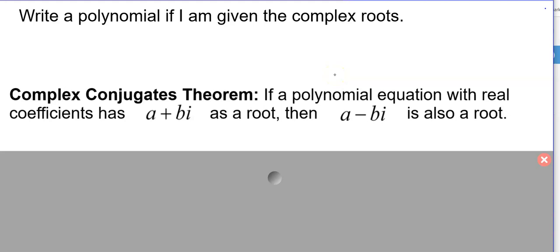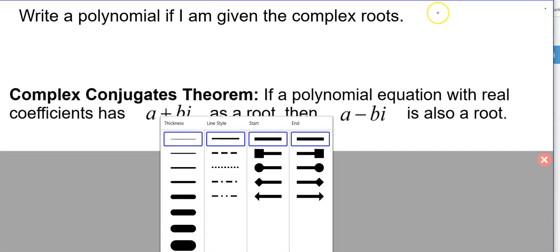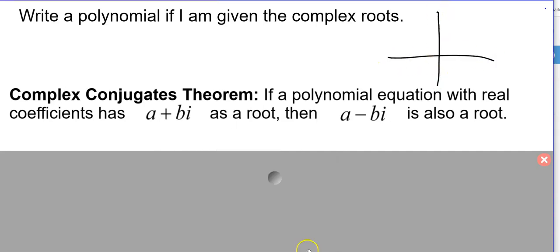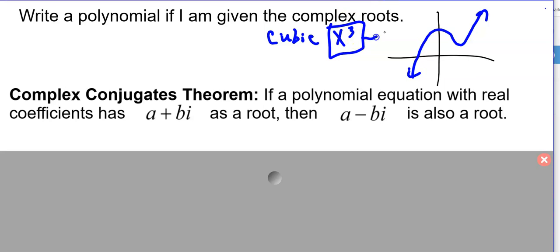If a polynomial equation has real coefficients, and a plus bi is a root, then a minus bi is also a root. For example, before I go on with this, let's say we have a graph, and sometimes the graph looks like this. This is a cubic equation. And when I say cubic, I mean it's got x to the third power. I'm not sure what the rest of the terms are, but x to the third power is the largest degree, so the end behavior is down, up.